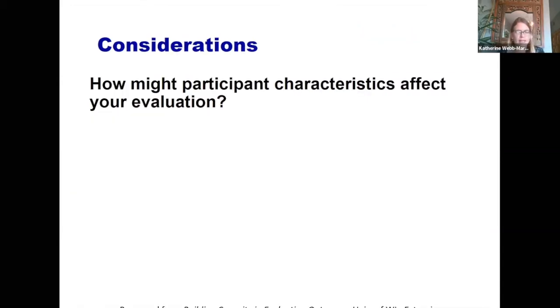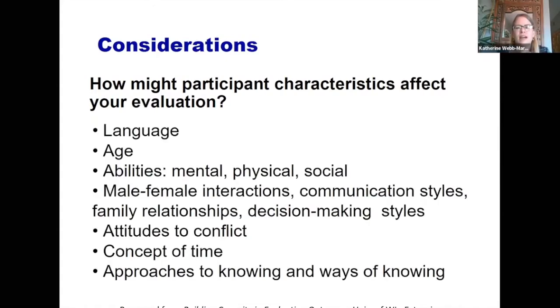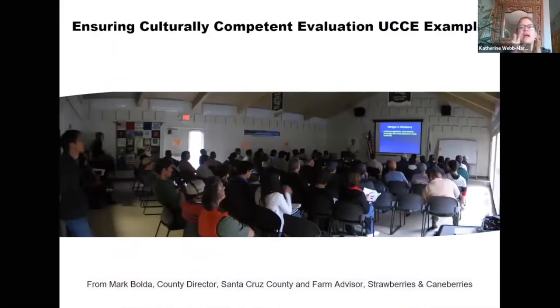So another quick practice here. How might the characteristics of your participants affect your evaluation? If you could put some ideas in the chat, that would be great. Any ideas? In the interest of time, I'm just going to move us along. You're probably going to think of these. Obviously, language, people's age, their abilities, cultural effects, things like attitudes towards conflict, concept of time, all of these things. So we need to consider this as we develop how we're going to collect data for our outcomes evaluation.